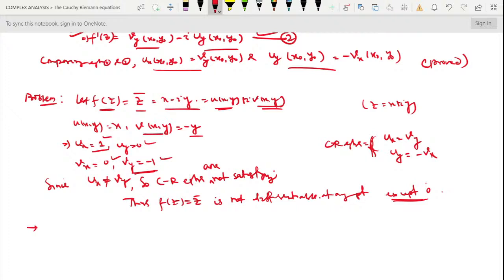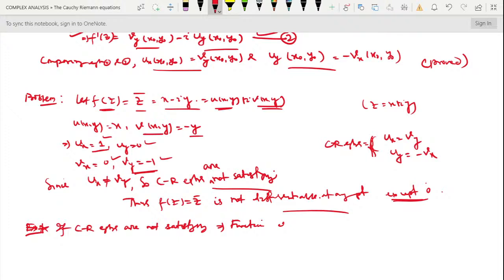Okay, let's come to another example. So CR equations not satisfied means it is not differentiable. That means what we got here: if the CR equations are not satisfied, it implies the function is not differentiable.